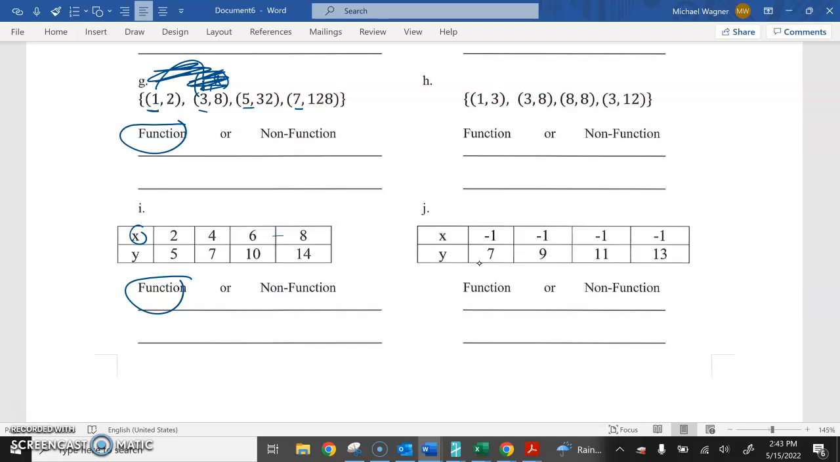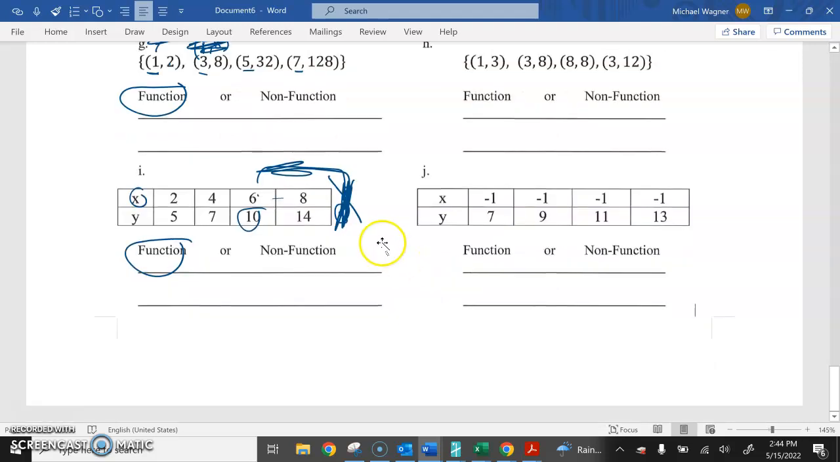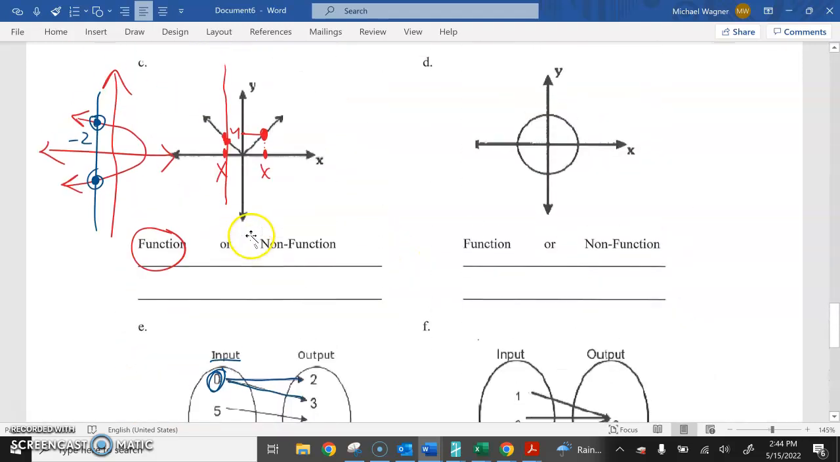Now, for example, if I would have got another one, let's just say it would have been 6 and 8. If that would have happened, I would have looked at those two and said, hey, they're repeats. That could be okay if they have the same output, but if they have different outputs, then it would be a non-function. But again, this is not one of the points, so based upon this, it is okay. So that's how you handle all 4 of these scenarios right here.